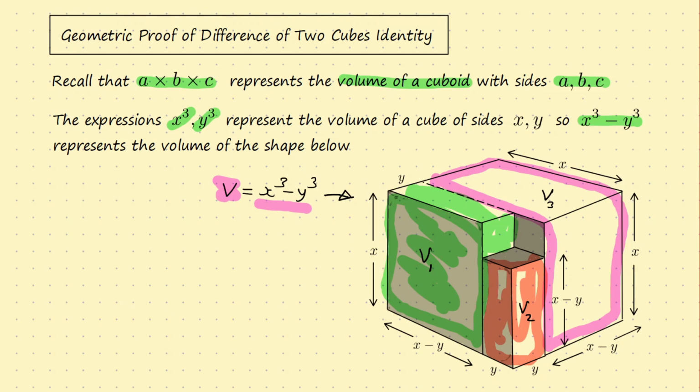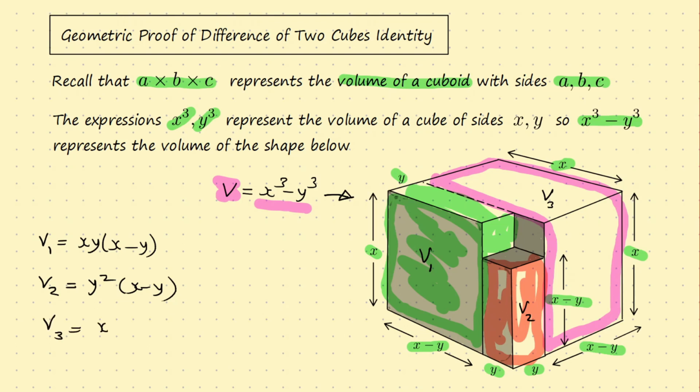And for V1, we can see that the cuboid has sides x, y, and x - y. So V1 equals x times y times (x - y). V2 has sides y, y, x - y, so V2 equals y² times (x - y), and V3 has sides x, x, x - y, so V3 equals x² times (x - y).